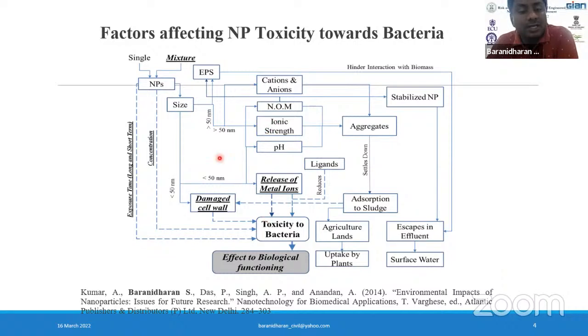Once that is the case, the water quality parameters play a vital role, be it the multivalent cations, the natural organic matter, or the ionic strength. Again, where I gave the example of sand dunes formation, the pH of the solution plays a vital role in imparting toxicity of these nanoparticles towards the microbes. So all these things play a vital role in imparting toxicity or reducing the toxicity, you can say, towards the bacteria by aggregation.